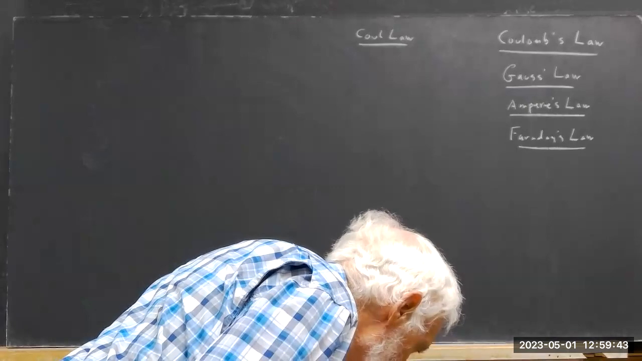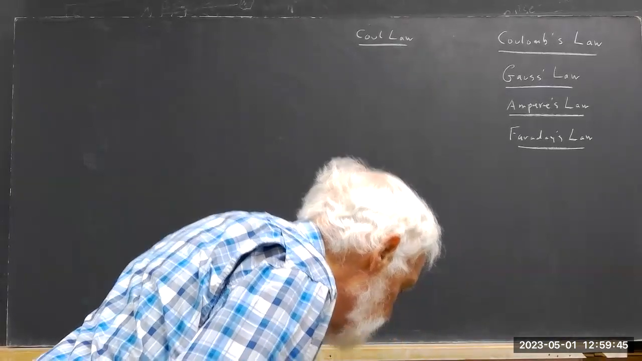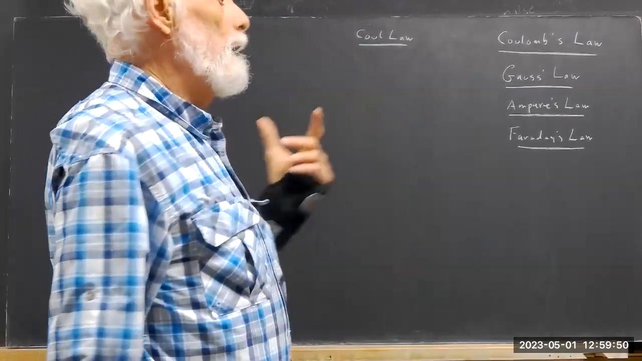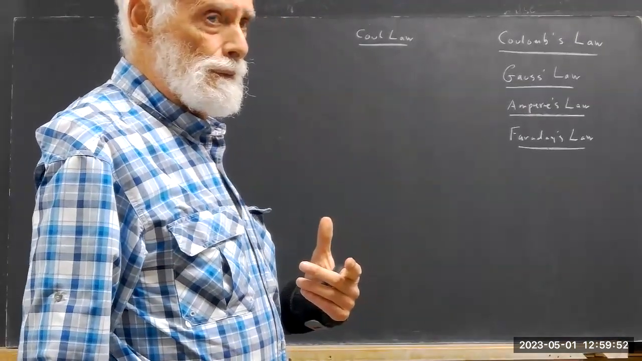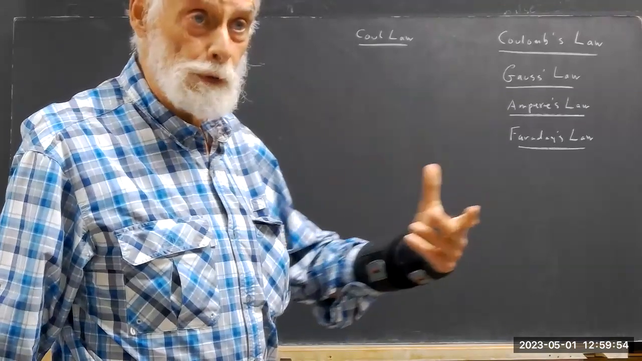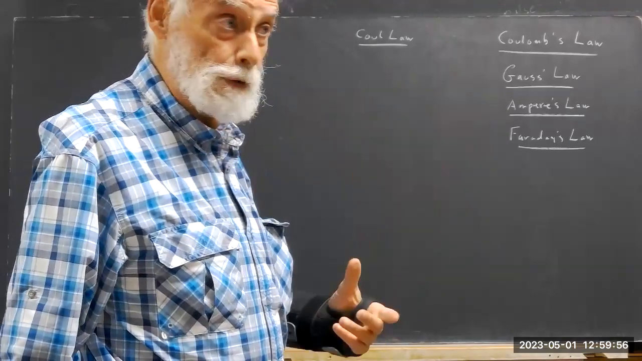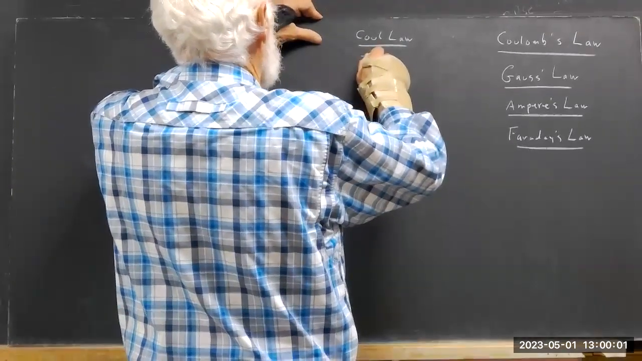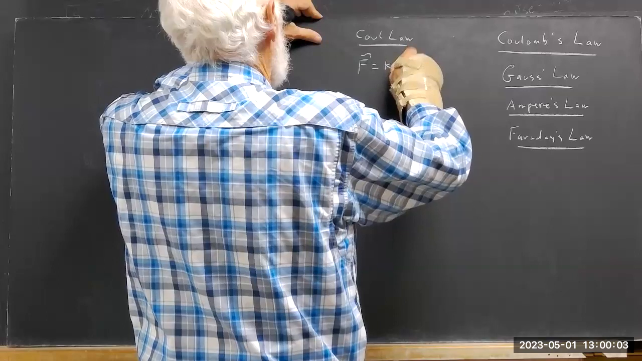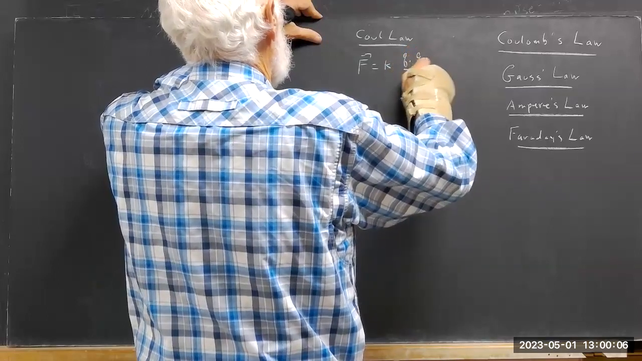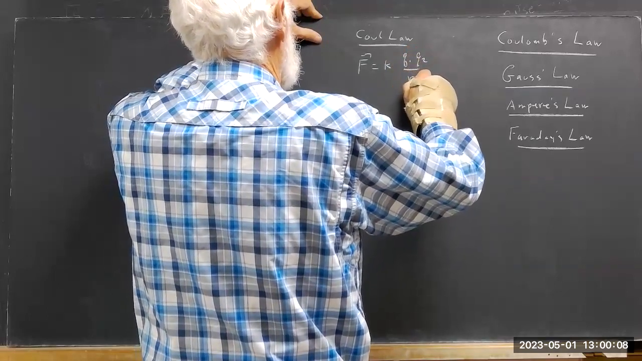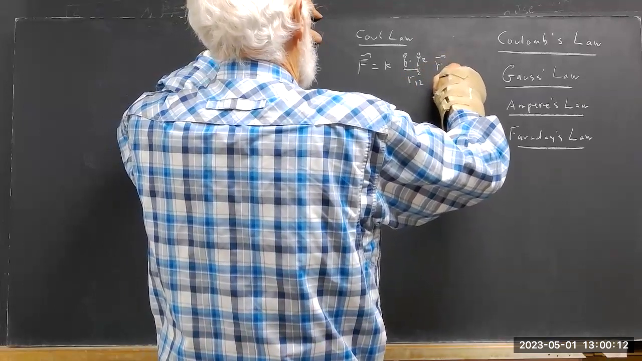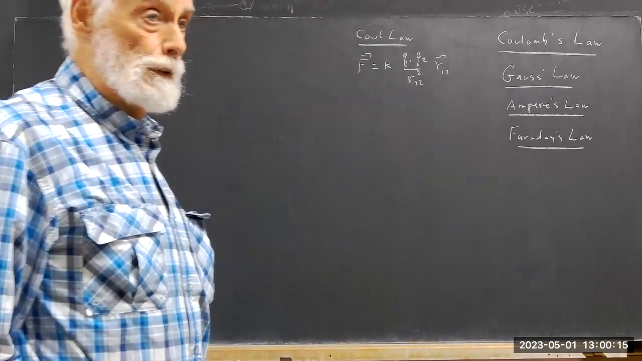Coulomb's law gives you the rule for the force between two conductors, between two charges. So let's start with that. F12 equals K Q1 Q2 over R12 squared times your R12 hat.